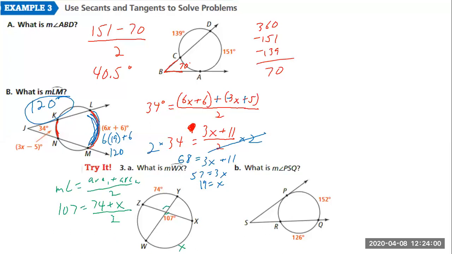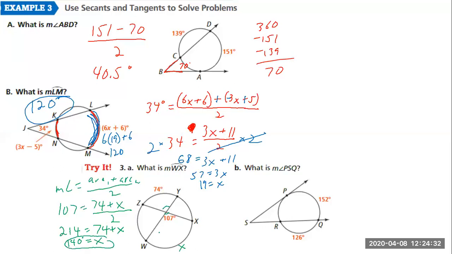So we can take the 2 and multiply it over to the other side. That will give us 214. So now 214 equals 74 plus x. Subtract off the 74. 214 minus 74 leaves us with 140. So this arc over here will be 140 degrees. And that's our answer.